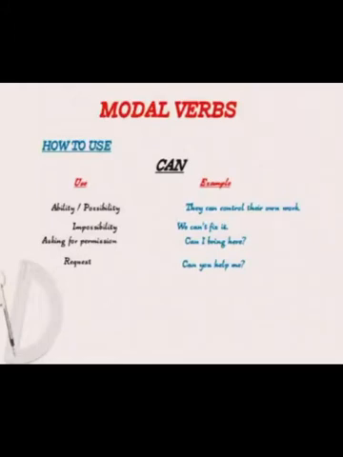Firstly, we begin with ability or possibility. They can control their own work. To show impossibility, we can't fix it. Asking for permission, can I bring this here? To show request, can you help me?